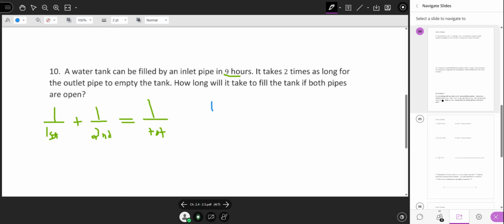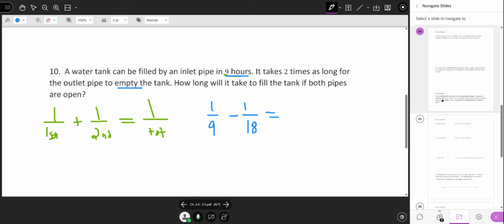So, 1 over, because it takes 9 hours to fill it. So it's positive. Twice as long is 18 hours. But it's not filling it, it's actually emptying it. So that's minus 1 over 18, or I could have done 2 times 9. But I know that 2 times 9 is 18.